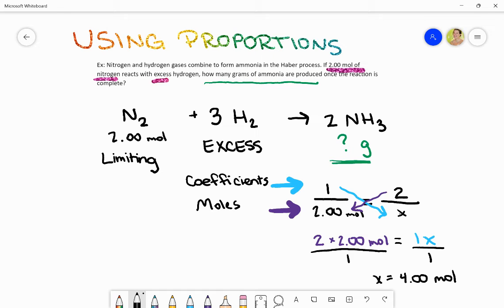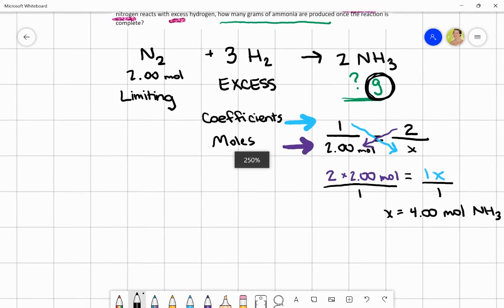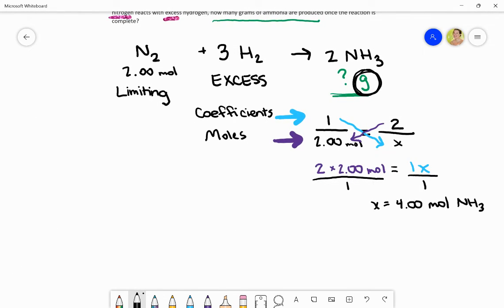This x, since it's with and under ammonia, means that these are the moles of ammonia that are produced by this reaction. But remember, my problem wants grams. So before I have my final answer, I need to convert these moles of ammonia into grams of ammonia. This should be review.